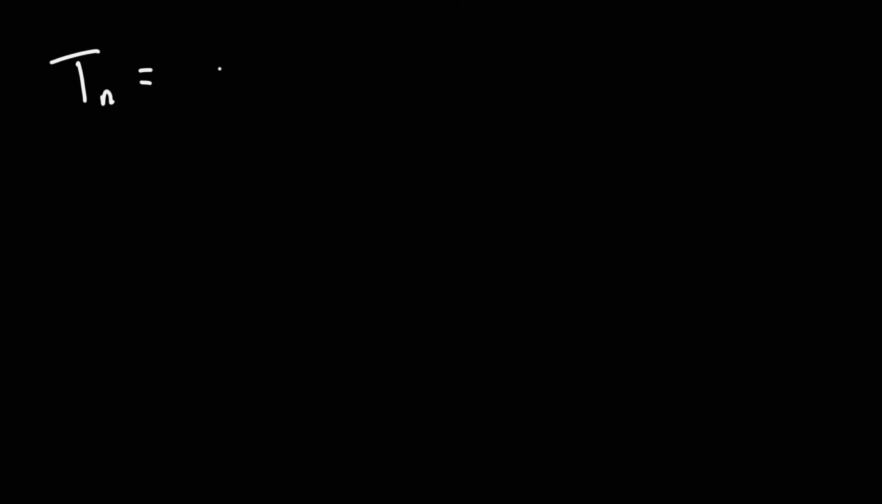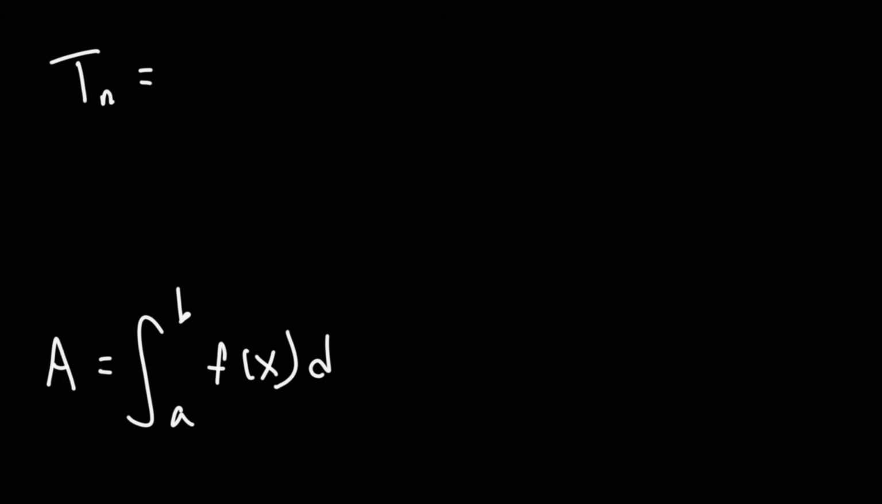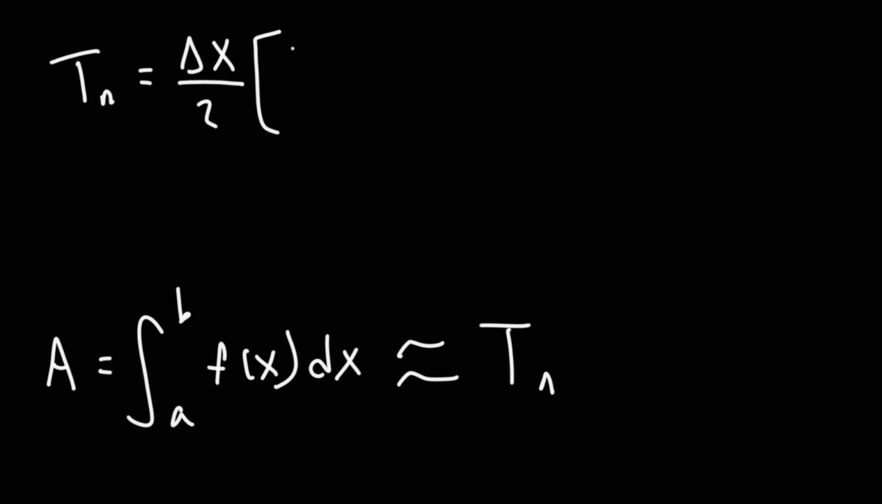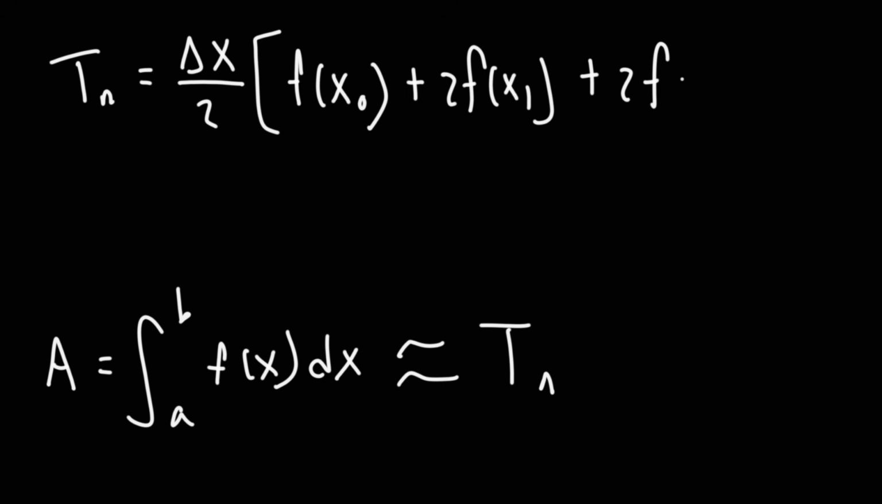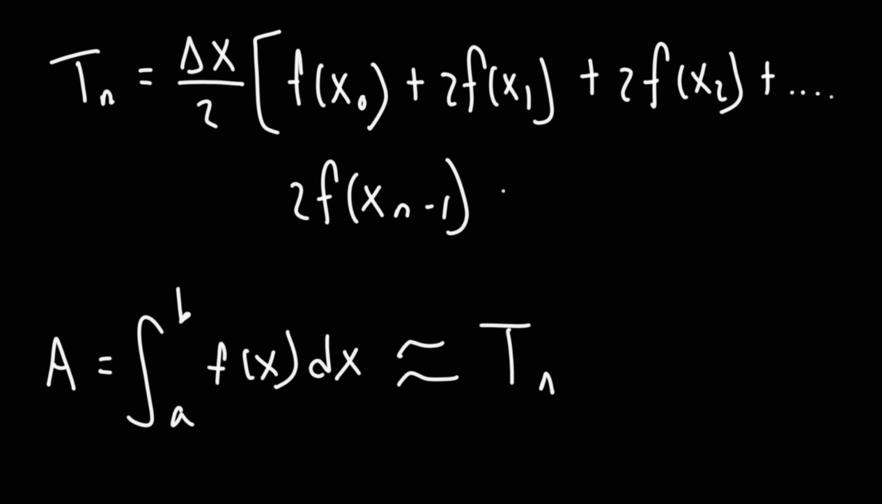T sub n, by the way, the area, which is the definite integral, can be approximated using T sub n, just as it can be approximated with A sub L, A sub R, and A sub M. But for the trapezoidal rule, it's going to be delta x divided by 2 times f of x0 plus 2 times f of x1 plus 2 times f of x2, and then this will continue, and then you have the second to last one, f of x n minus 1. It's 2 times the value of that, plus f of x sub n.